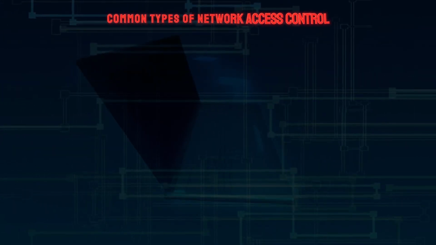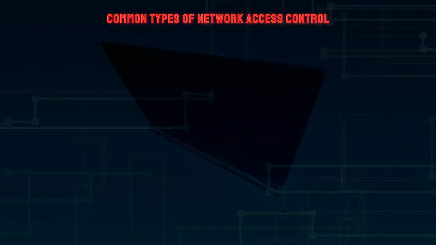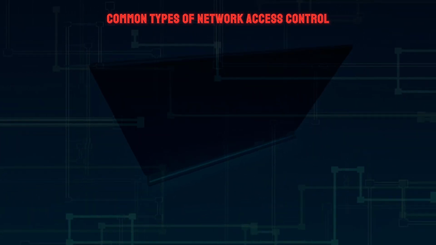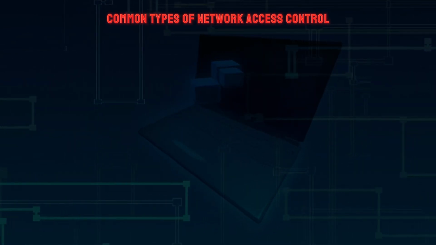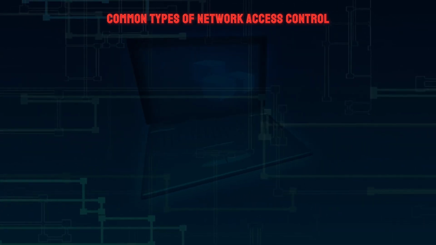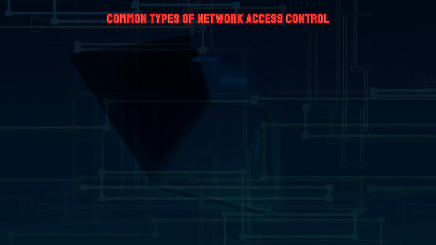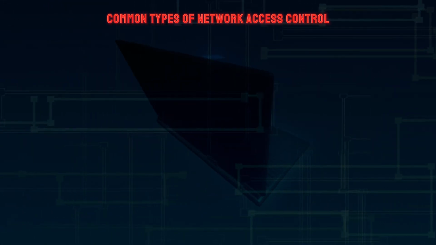Network access control encompasses various types and approaches to controlling access to a network. These types can be categorized based on their deployment models, enforcement mechanisms, or focus areas. Here are some common types of network access control.